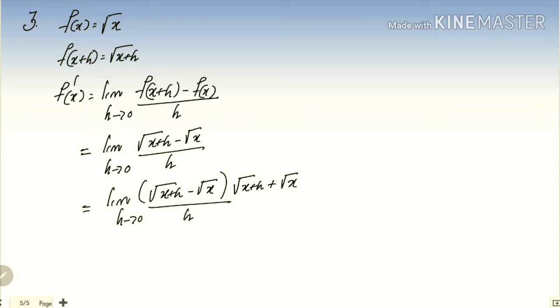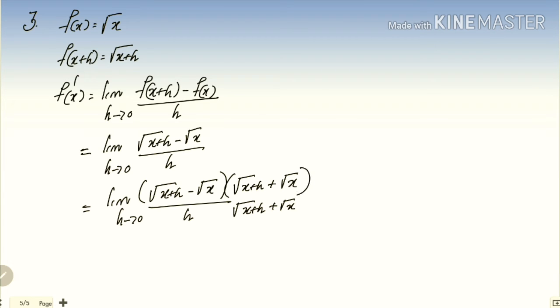You cannot multiply numerator alone with this one. You have to multiply with the denominator also. So square root of x plus h plus square root of x. So numerator and denominator with the square root of x plus h plus square root of x.